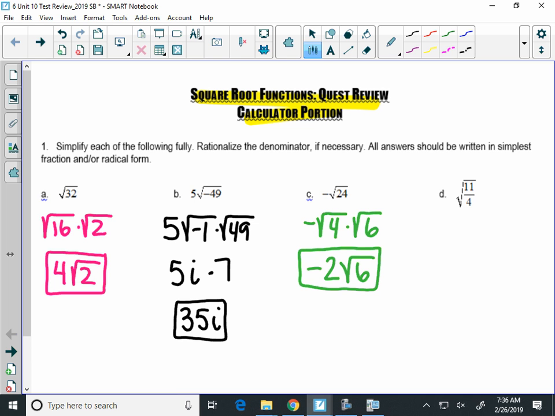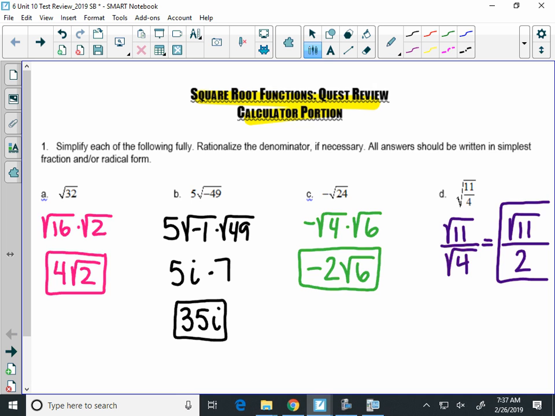All right, in D, when you have a fraction under a radical, remember that the radical will break up over the top and bottom of the fraction. So we can rewrite this as square root of 11 over the square root of 4. And then you simplify both radicals. The square root of 11 does not simplify, but the square root of 4 does simplify to 2. Because I do not have a square root in the denominator, I am finished, and that's my final answer.